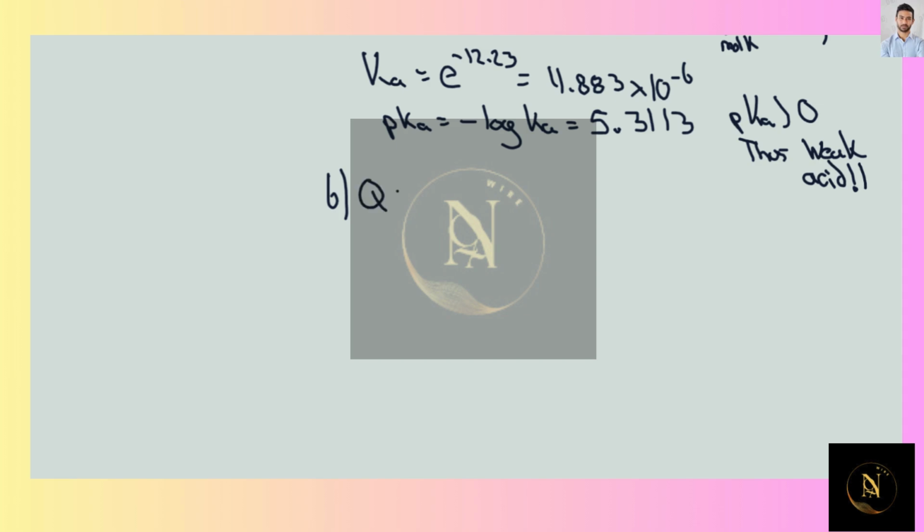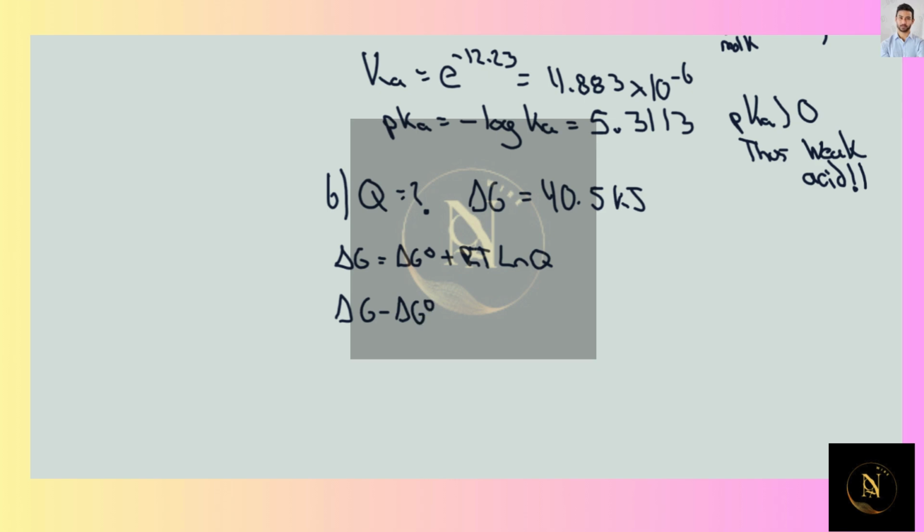We want to know the value for Q when the change of delta G is equal to 40.5 kilojoules. Since delta G is 40.5 kilojoules, we're going to use the full equation: delta G is equal to delta G naught plus RT logarithm of Q. Solving for Q, delta G minus delta G naught, divided by RT, is equal to the logarithm of Q. Thus Q is equal to the exponential of delta G minus delta G naught divided by R times T.